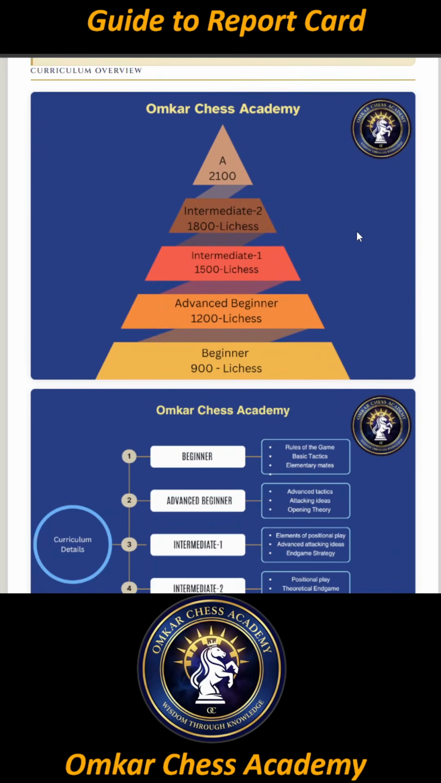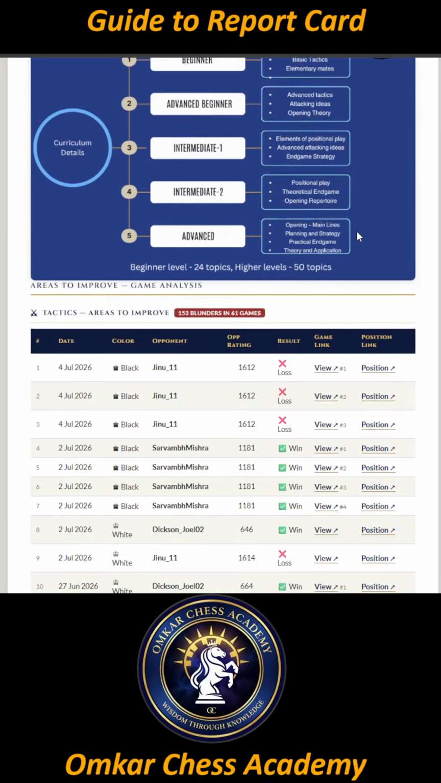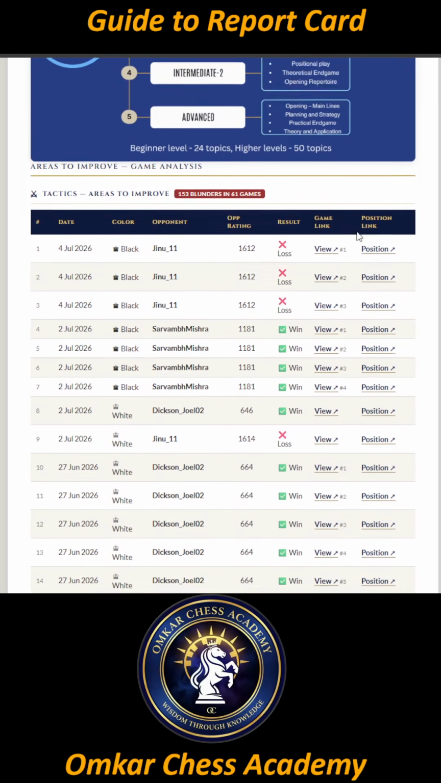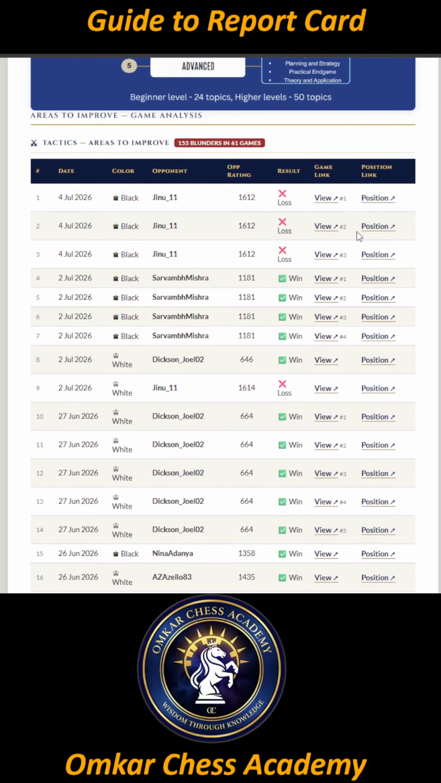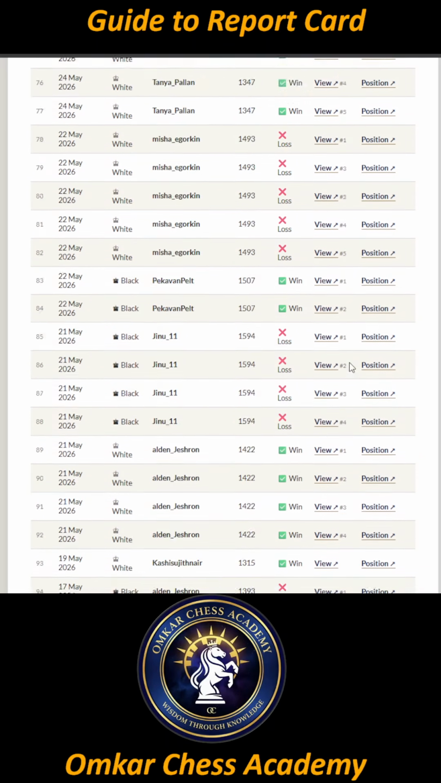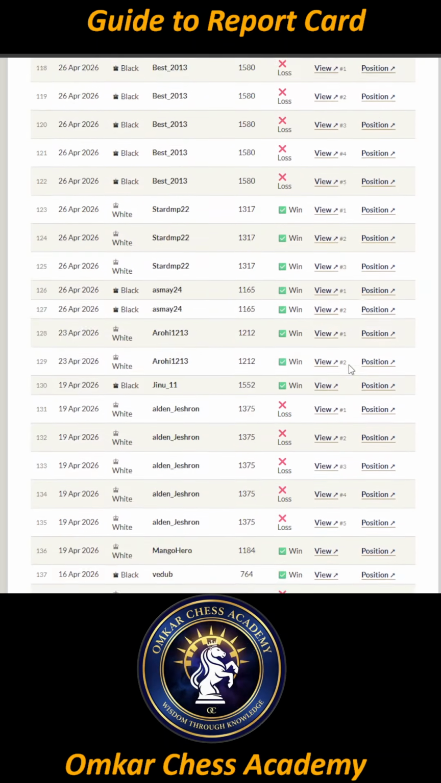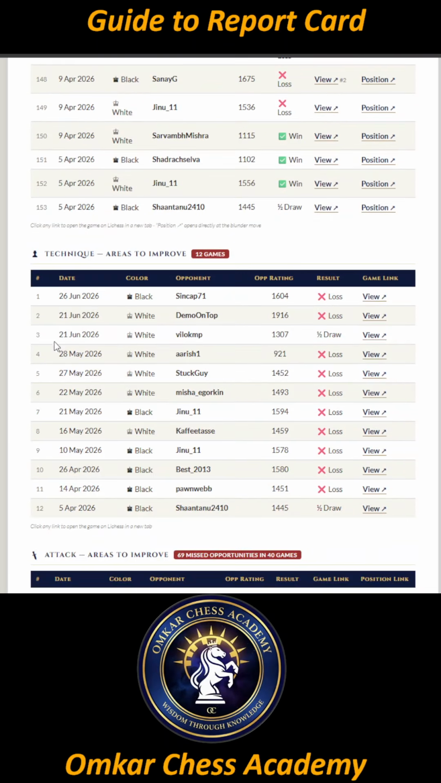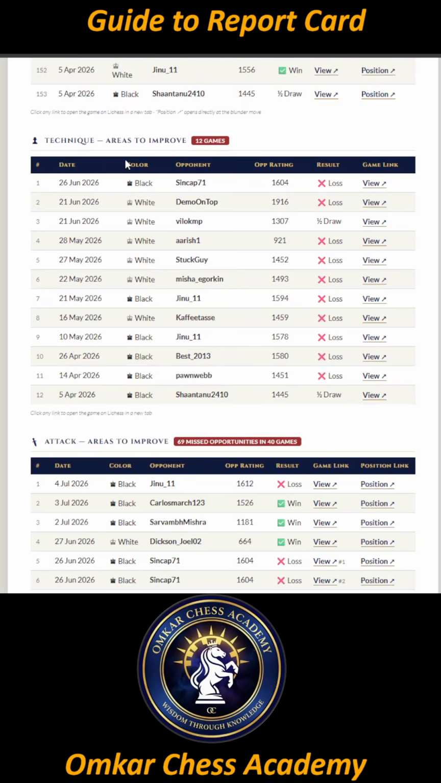These are the levels that are followed in the academy. And next is the workbook section, or area to improve section, you can call it, where different blunders that the student made, different blunders that his opponent made, which remain unnoticed, are mentioned in this part of the report. And technique shows the examples where the student had a winning position for a long time but didn't win it.